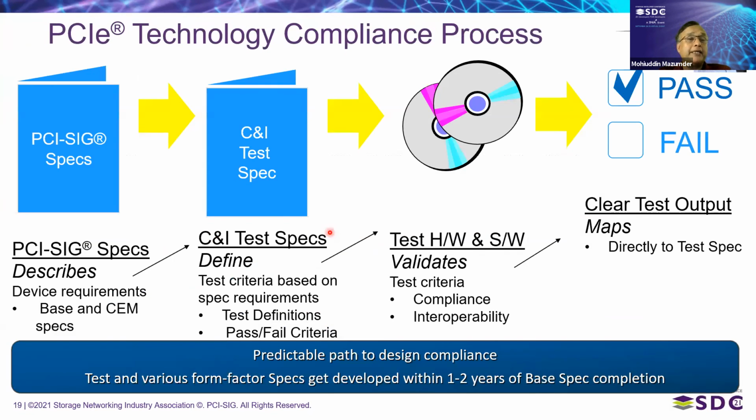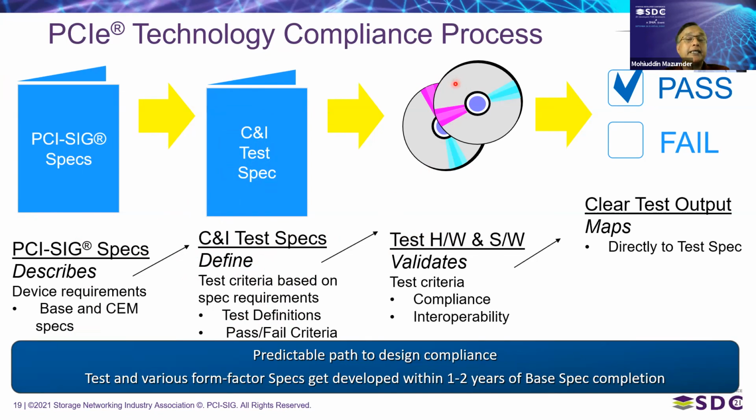So this would be basically my last topic or slide. I want to give you a little bit of an idea of how PCI-SIG offers a compliance process. Once the specs are defined, like the base specification and CEM specification, based on those, we derive a compliance and interoperability test specification that provides all the details of how the test should be done, what the pass-fail criteria are, what equipment to be used, and what tools to be used. All those collateral then move on.